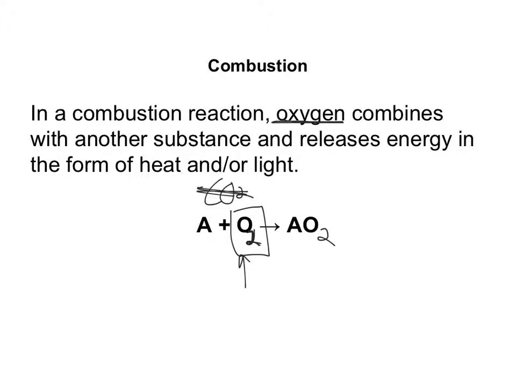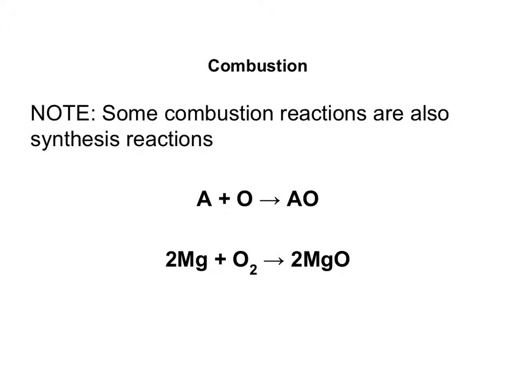So here's an example. All right, magnesium. Okay, so that's the A, it could be an element or a compound. The O is always oxygen. So there's your key factor that tells you this is a combustion reaction. And they combine to form magnesium oxide.